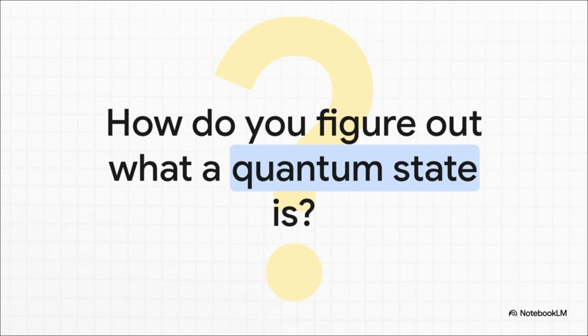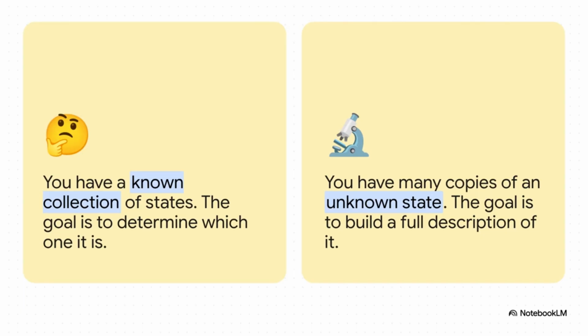It's a fundamental roadblock. Now, this big question really splits into two different kinds of missions for our quantum detective. On one hand, you've got quantum state discrimination. Think of it like a multiple choice test. The state has to be either A, B, or C, and your job is to figure out the perfect measurement to just pick the right answer.